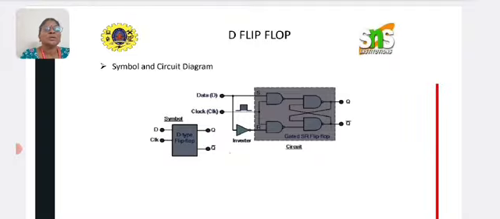Now coming to the circuit diagram, if you connect a buffer to your input data, then if your input is 1, after the buffer you will get 0. Your input will be inverted. So the clock pulse and inverted input data are connected, and you have a common clock pulse here. We have four NAND gates. The inputs are D input and complement of D input.